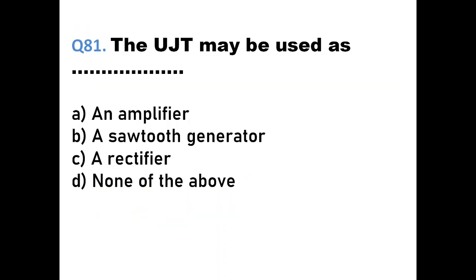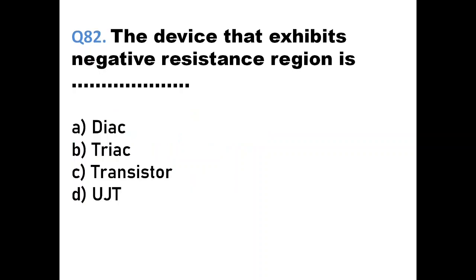Okay. Then we'll go to question number 81. The UJT may be used as, okay, the main application of a UJT is that it can be used as a sawtooth generator. It can be used along with a capacitor. It can show the charging and discharging as it is triggering and turning off. Then you can generate a sawtooth waveform, and with that it can be used as a sawtooth wave generator. So the answer should be B. Clear?